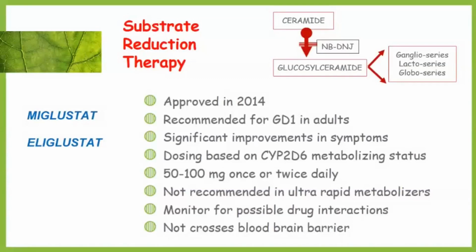Substrate reduction therapy is also useful in conditions like Gaucher disease, where ceramide changes to glucosyl ceramide; miglustat and eliglustat reduce the formation of glucosyl ceramide, with significant improvement in symptoms, and the advantage is that it is an oral drug. But mind you, the cost is almost equivalent to ERT, because you have to take it daily. So the monthly cost is almost equivalent to ERT, but the only thing is you don't have to take an intravenous infusion.